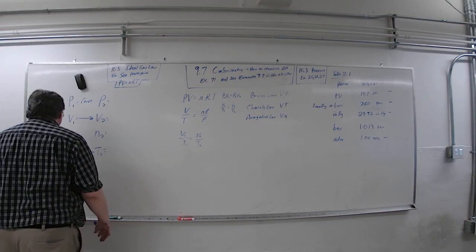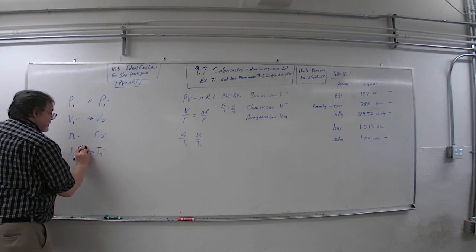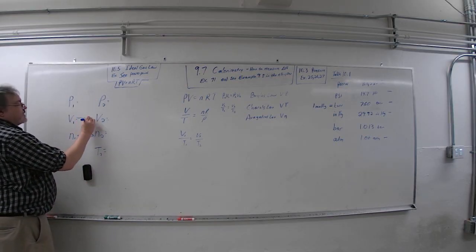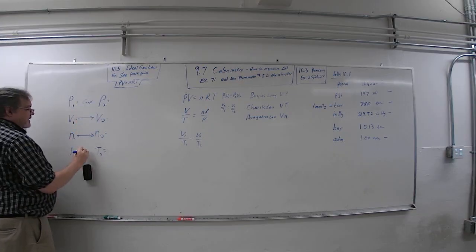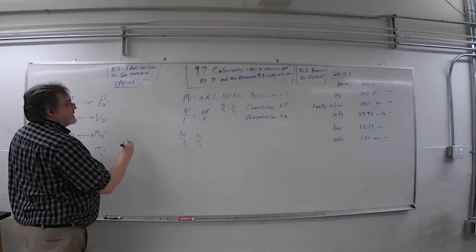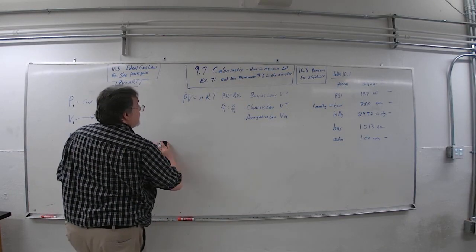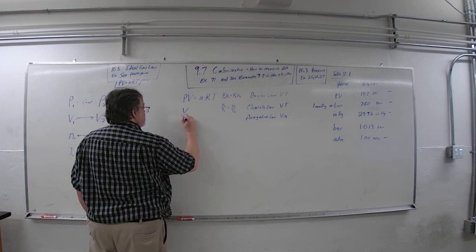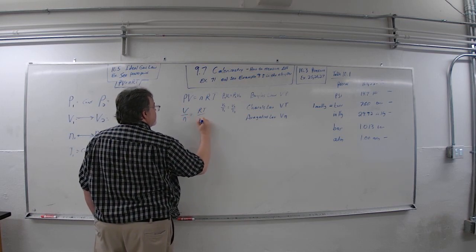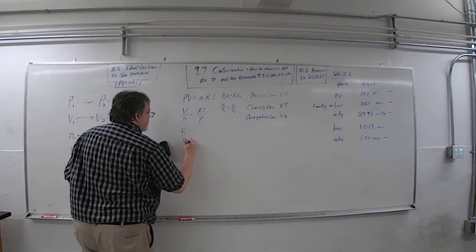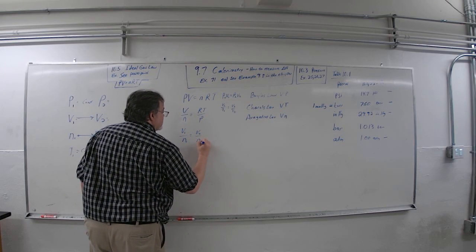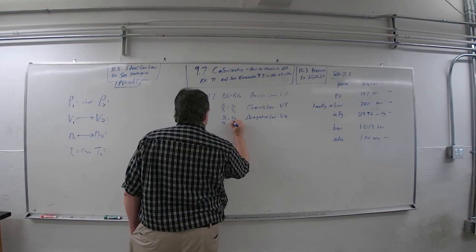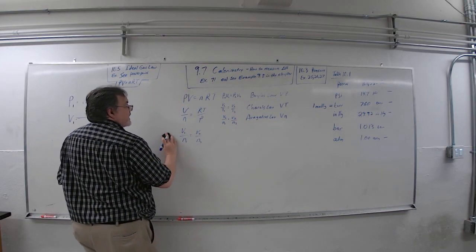And Avogadro's law, now we have changing moles and changing volume, and this stays constant, this stays constant. In which case you're going to divide both sides by N, divide both sides by P. And V1 over N1 equals V2 over N2. That's a statement of Avogadro's law.